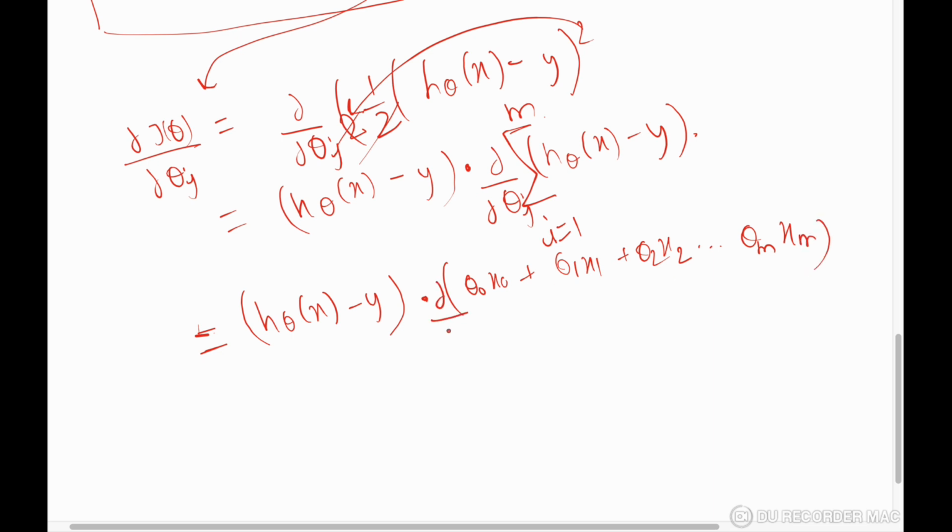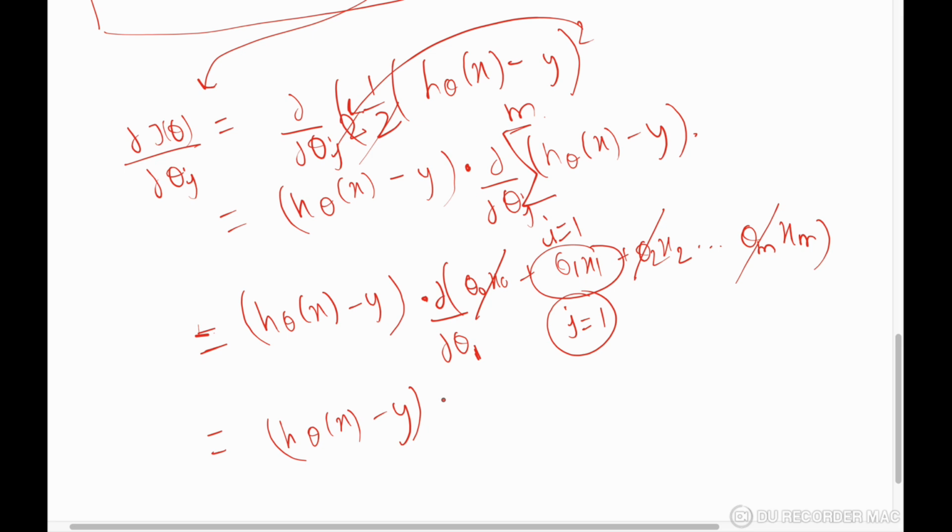If we take a partial derivative of this with respect to theta of, suppose, 1, if we take j equals 1, all these values get cancelled out, only this one remains, right? So the final output would be h theta of x minus y times theta 1 x1, which we will just rewrite as x of j.